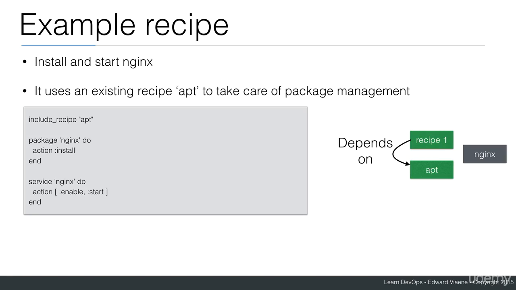Package Next Generation Engine do action install is going to do the actual installation. To start a service, the recipe contains service Next Generation Engine do action enable and start.